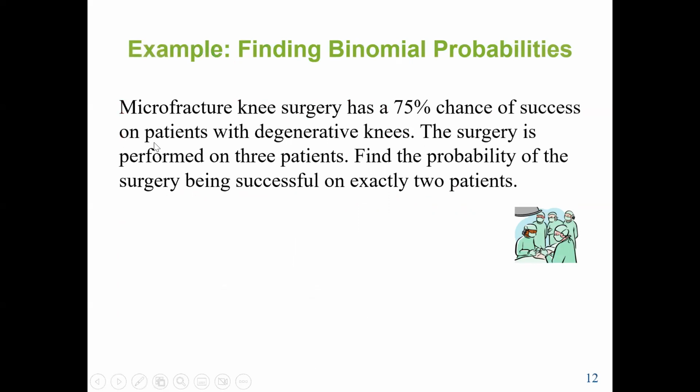So let's see an example here. Here they say a microfracture knee surgery has a 75% chance of success on patients with degenerative knees. So the probability of success will be 0.75. Now the surgery is performed on 3 patients. So that means n will be 3. Find the probability of the surgery being successful on exactly 2 patients. This means x will be 2.